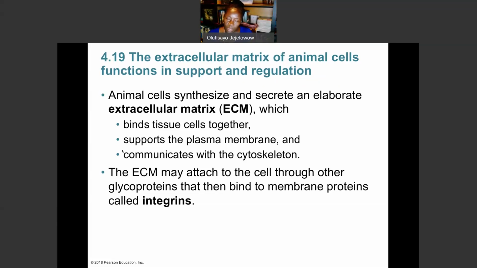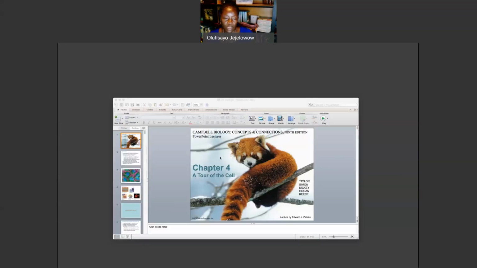The ECM may attach to the cell through glycoproteins that bind to membrane proteins. These proteins that go through the phospholipid bilayer are called integrins. So, integral proteins.